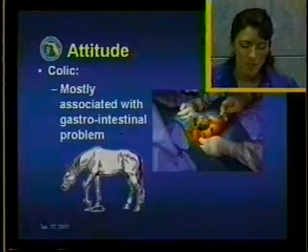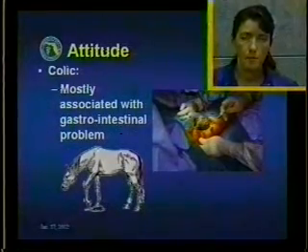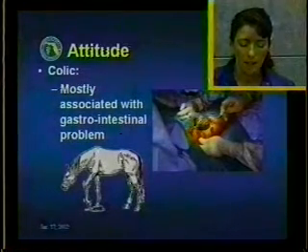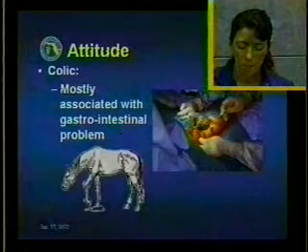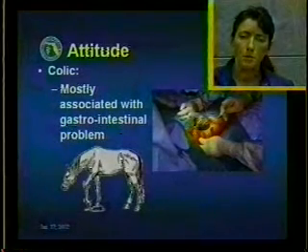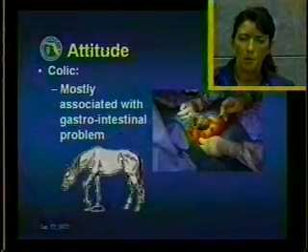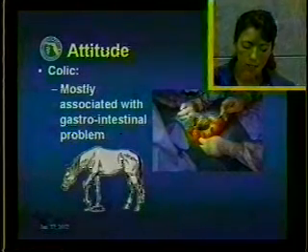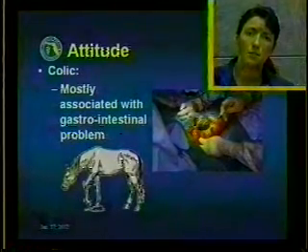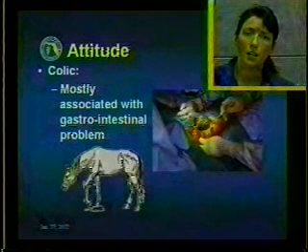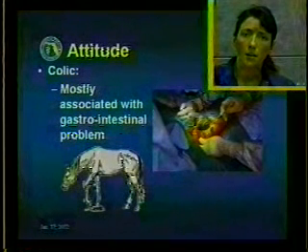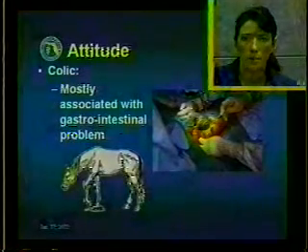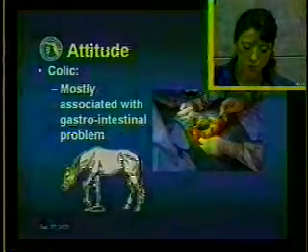Another very common change in attitude in horses will be signs of what is called colic. And colic really refers to any sign of abdominal pain. Most of the time, this abdominal pain will be associated with gastrointestinal problems, but very commonly we'll also see cases of pleural pneumonia or other abdominal events that will cause horses to colic.